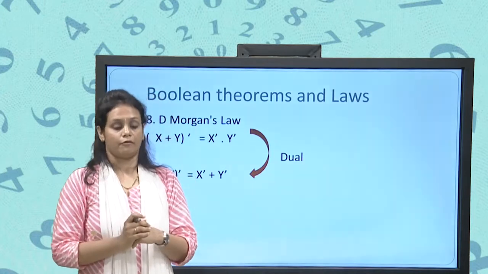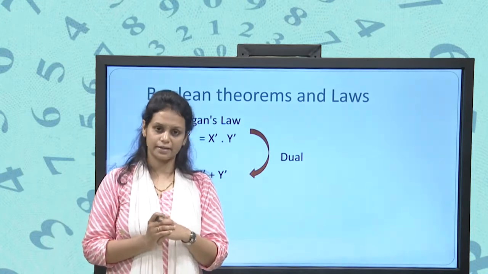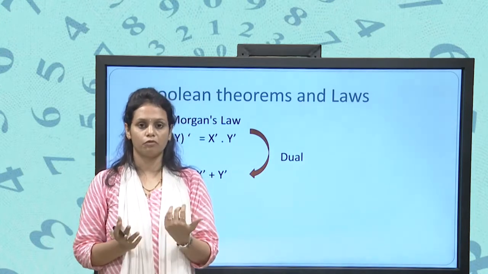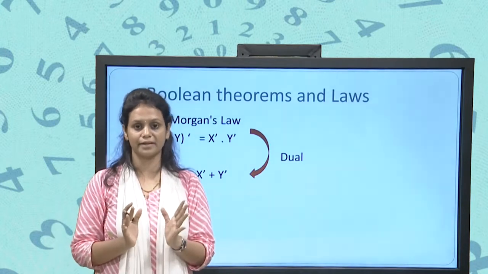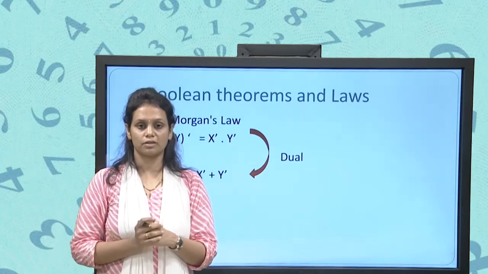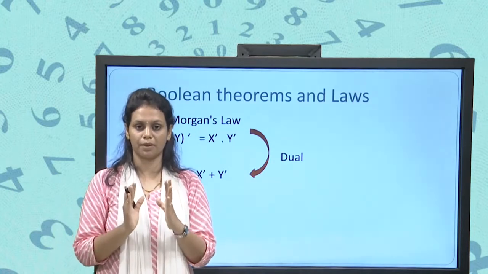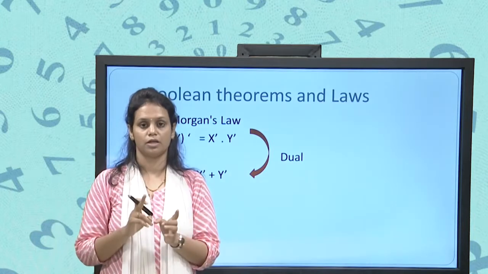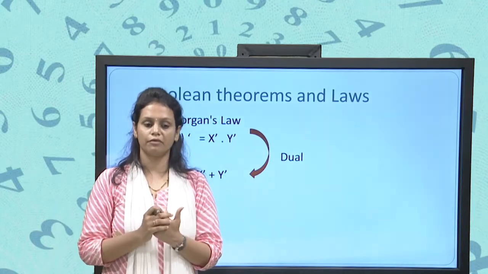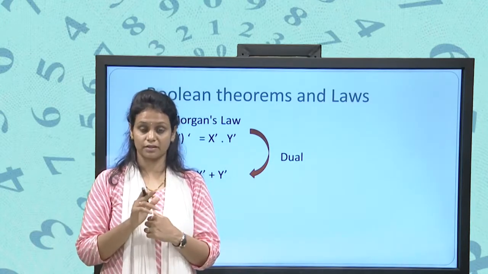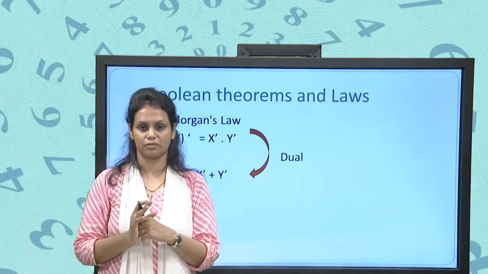Next, suppose we have A intersection B in set theory, and we want to find the complement of A intersection B. How will we find it? We apply De Morgan's law. First we write (A intersection B) whole dash, that means we want the complement of the whole A intersection B. So first we find the complement of A, that is A dash. Then the complement of intersection, that is union, and then the complement of B, that is B dash, right.